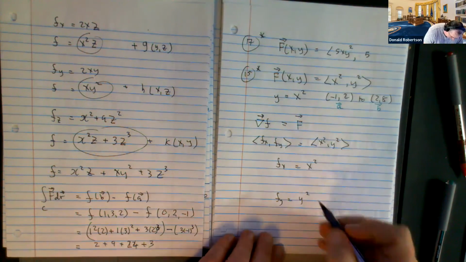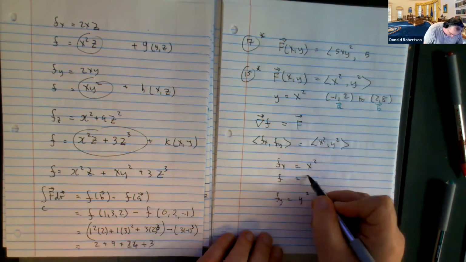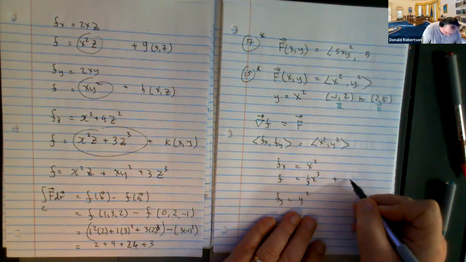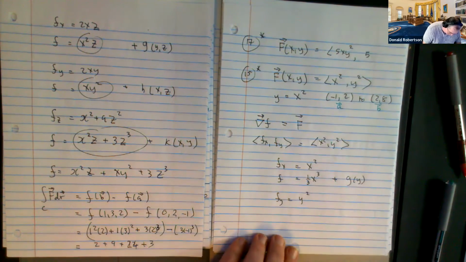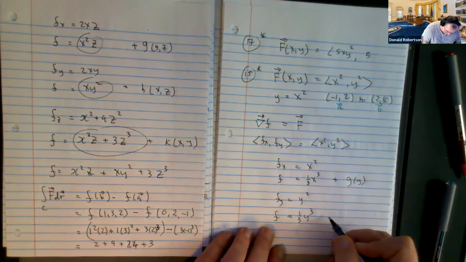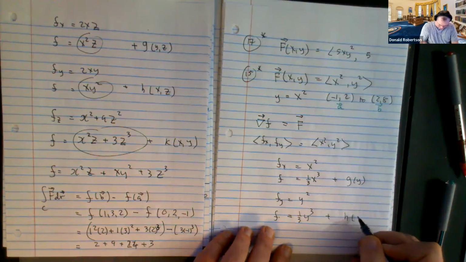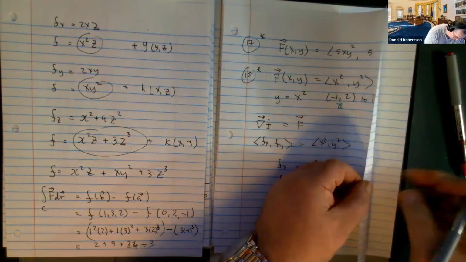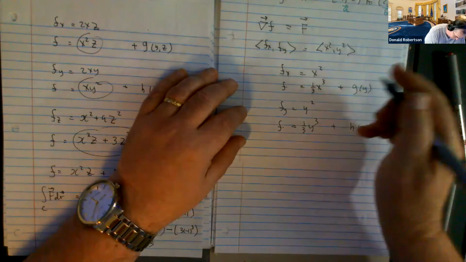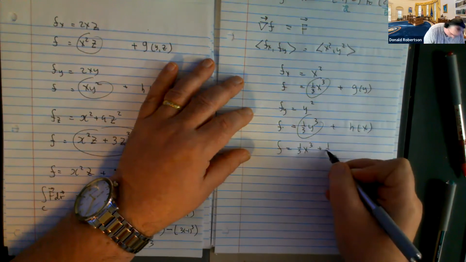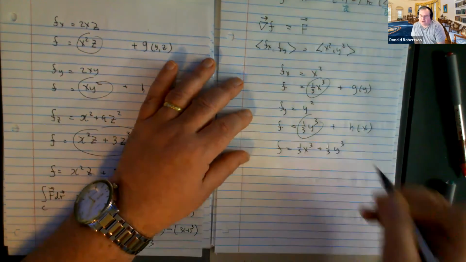If you integrate this with respect to x, you get 1/3 x cubed plus a function that doesn't have any x's in it as your constant. And if you integrate this one with respect to y, you get 1/3 y cubed plus a function that doesn't have any y's in it. And when you merge those two together, your potential function is 1/3 x cubed plus 1/3 y cubed. Agree?